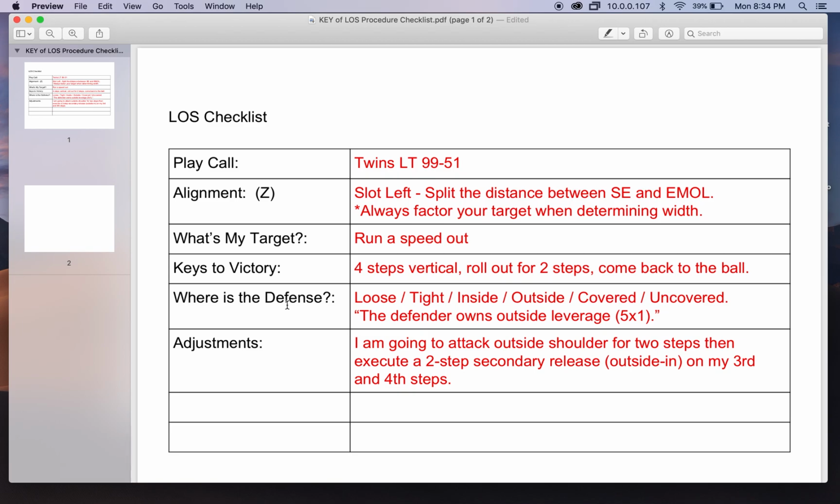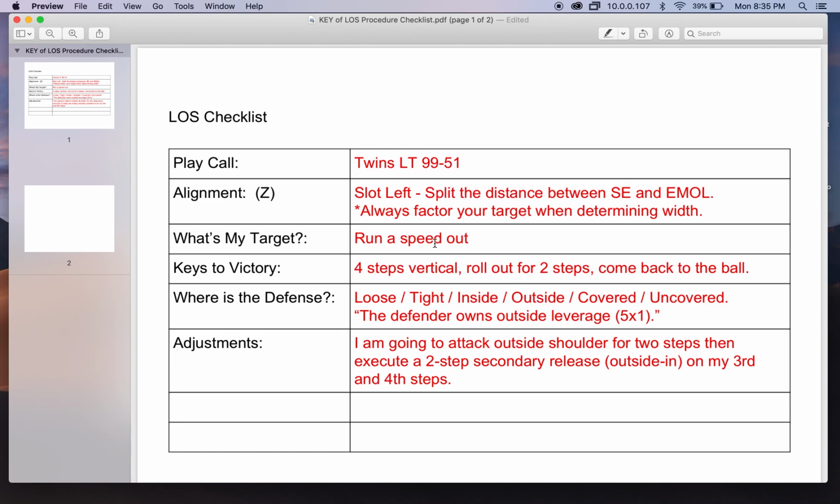Now, we've aligned. We've got our job. We know how to do our job. There's something that happens, though, in football. There's all those guys on the other side of the field, and they dictate how our keys to victory are altered just a bit. So where's the defense? They could be loose. They could be tight. That just means, are they up in your face or are they off the ball? Do they have inside leverage on you? Do they have outside leverage?